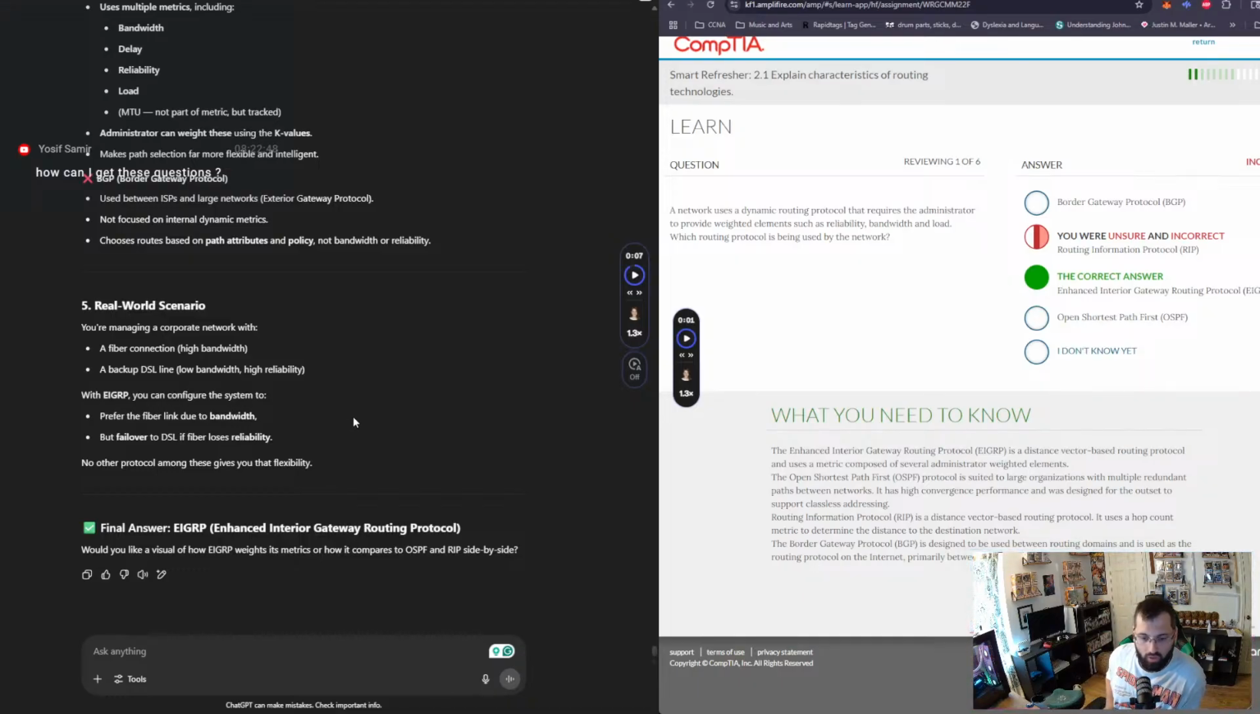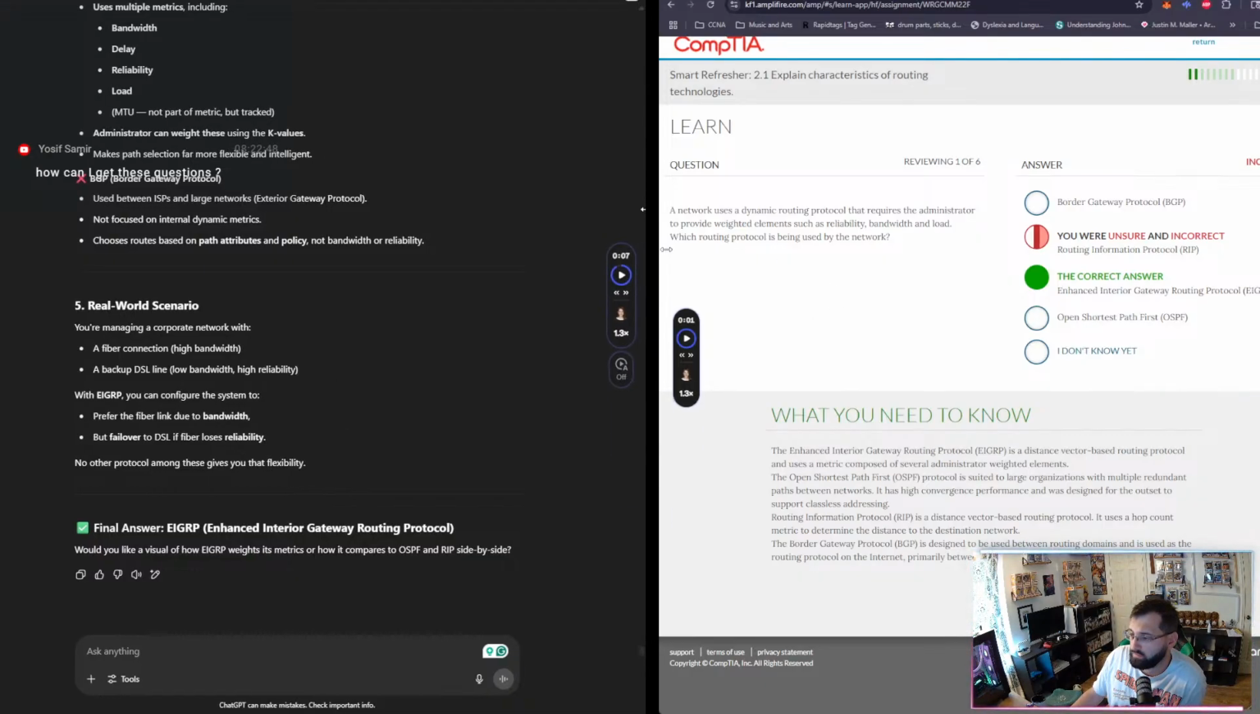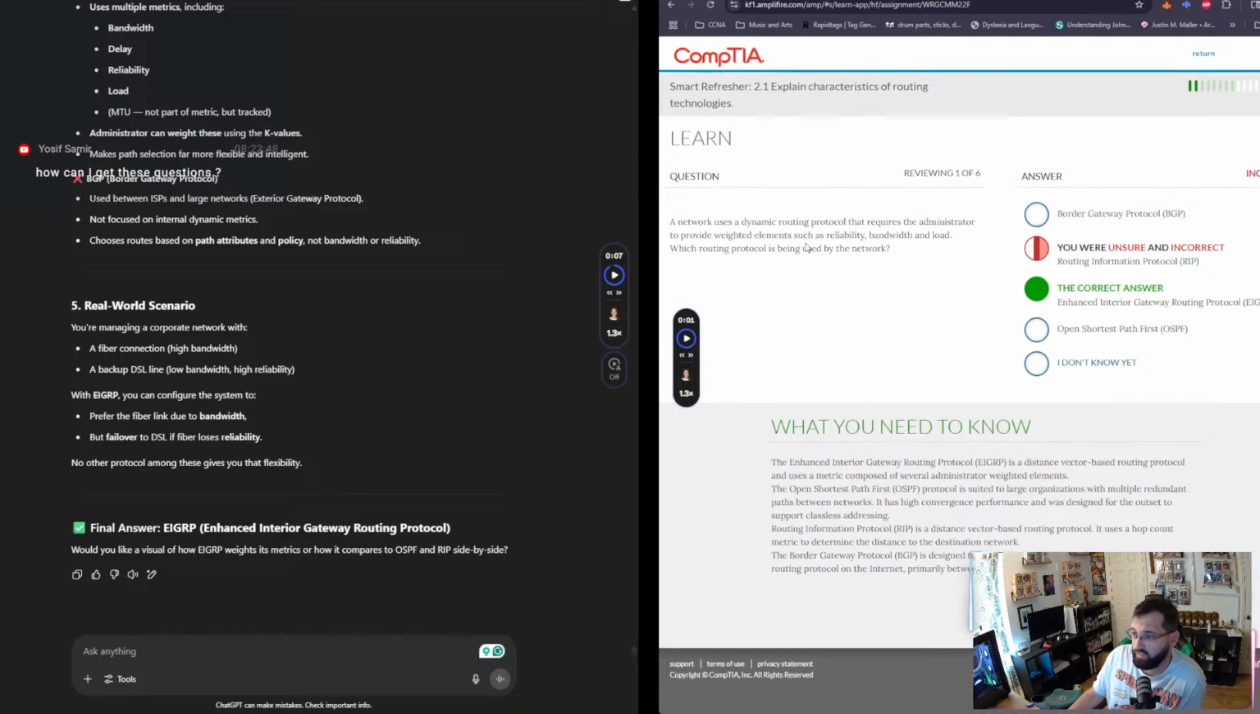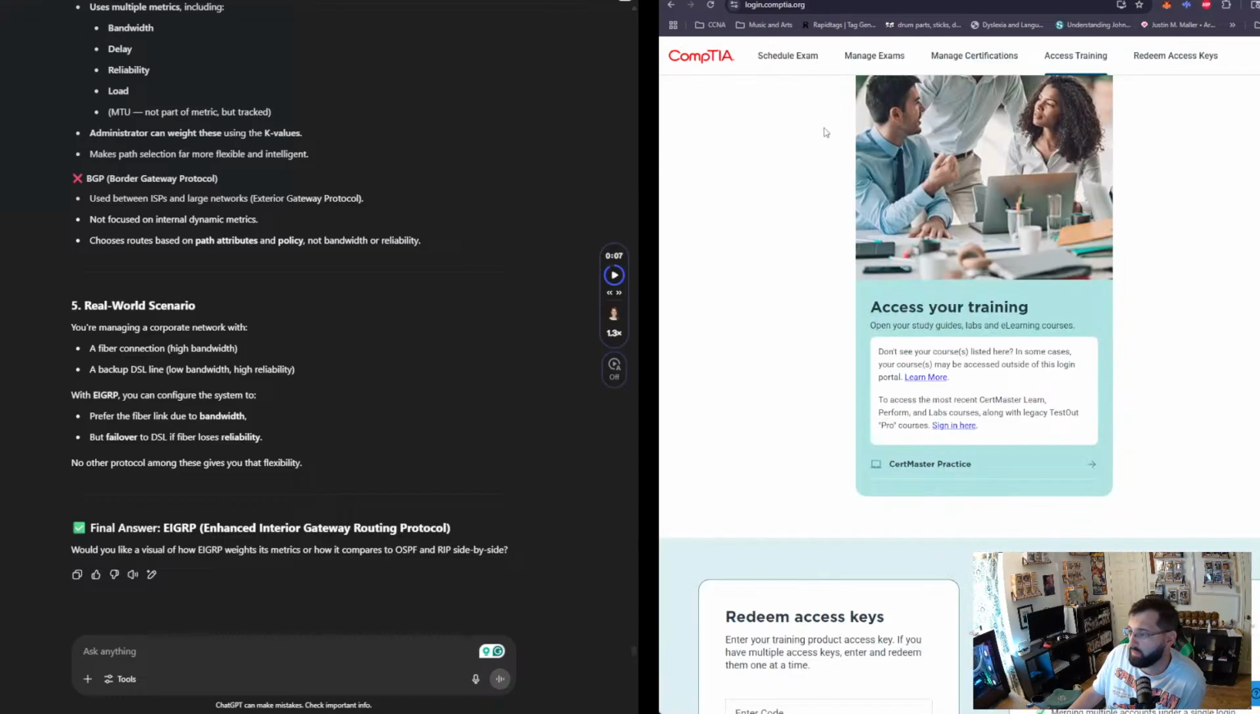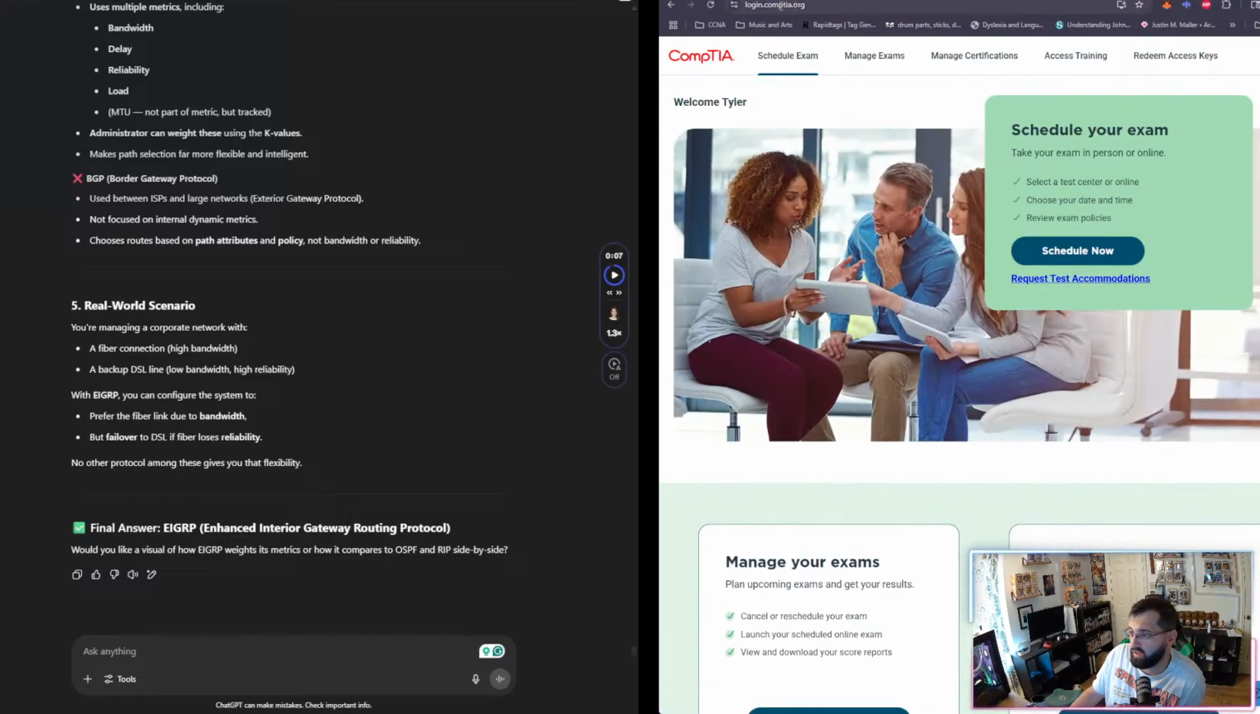How can I get these questions, like the study guide and stuff that we have? What you'll do is go to CompTIA.com or CompTIA.org, which is right here. I can actually drop the link if you want.